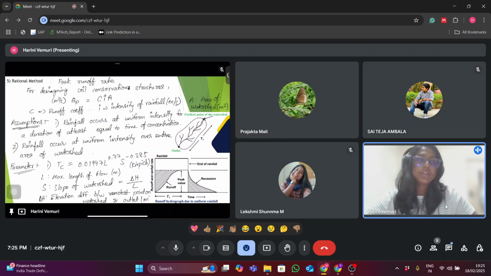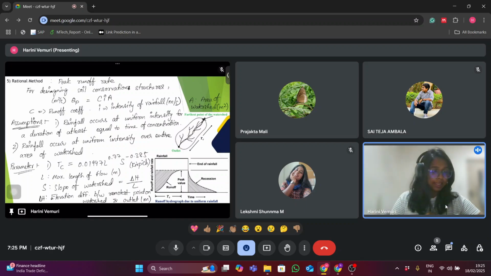So the time of concentration is the time taken by the water droplet at this farthest point to reach the outlet. To calculate this we have a formula given by Kirpich, which involves terms like the maximum length of flow, that is this length, and the slope of the watershed, which is calculated by delta H by L. Delta H is the elevation difference between this farthest point and the outlet point.